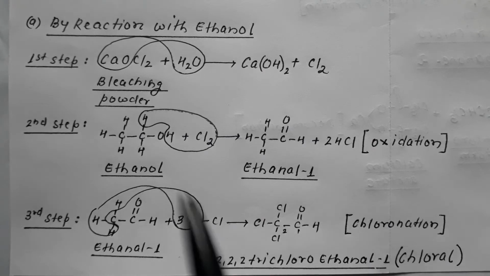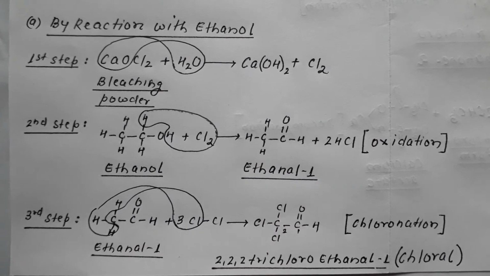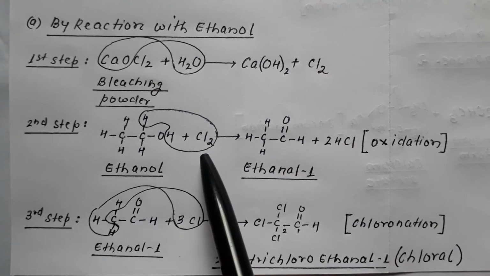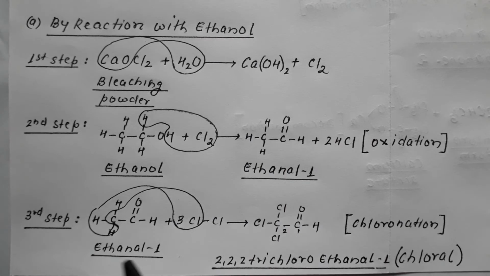So the first step is reaction of bleaching powder with water to produce calcium hydroxide and chlorine. This is hydrolysis. In the second step, ethanol gets oxidized by chlorine converting into ethanal. In the third step, ethanal reacts with chlorine to produce 2,2,2-trichloroethanal, which is chloral. So these are the 3 steps in which, in the third step, chloral is formed.